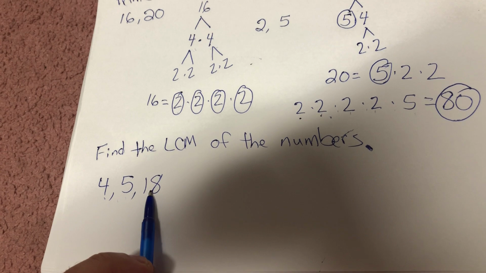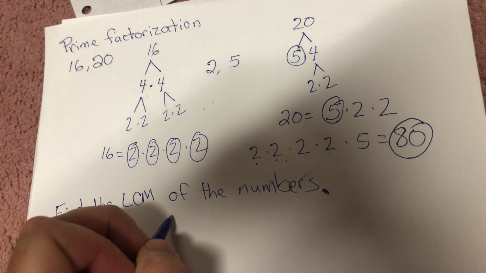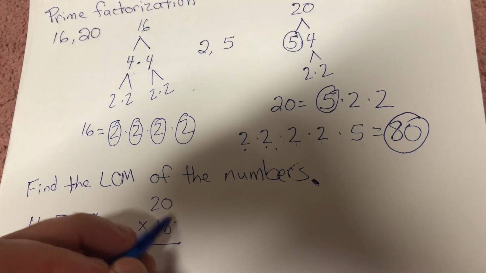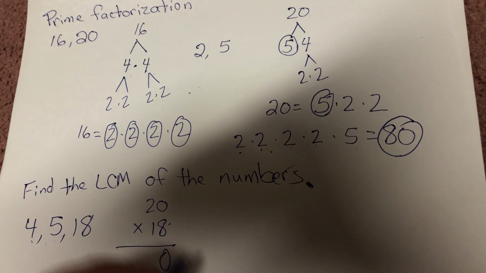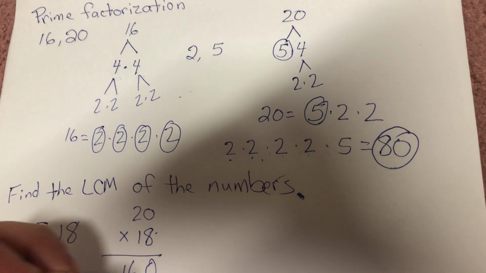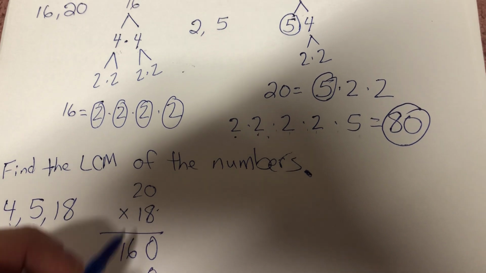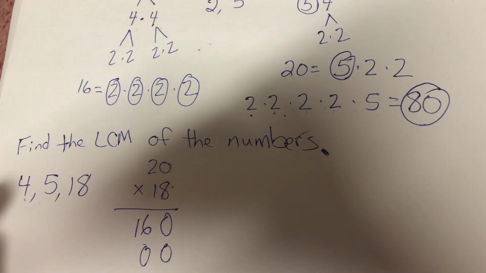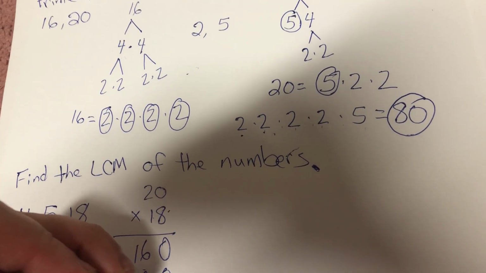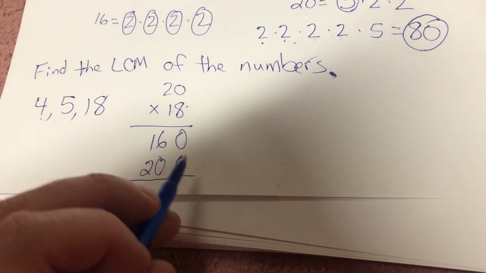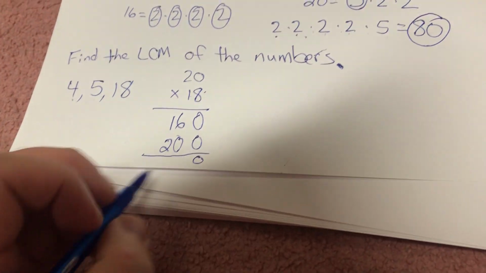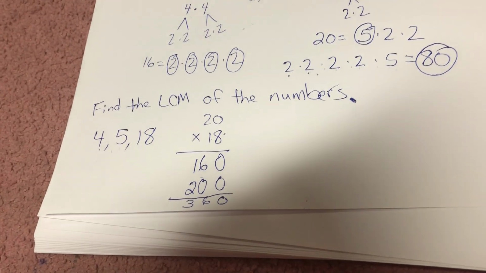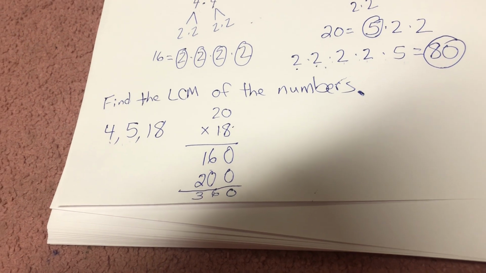20 times 18. So I'm going to come over here. 20 times 18. 8 times 0 is 0. 8 times 2 is 16. Put a 0 down so it all lines up with my 1. 1 times 0 is 0. 1 times 2 is 2. When I add that all together, 0, 6, and 3. I get 360. Now here I'm going to pause.